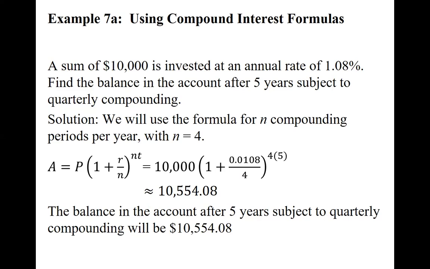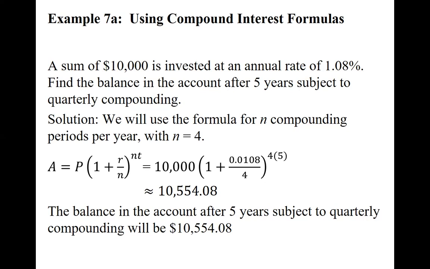A sum of $10,000 is invested at an annual interest rate of 1.08%. Find the balance in the account after 5 years, subject to quarterly compounding. Okay, we're compounding quarterly. That's 4 compound periods per year. N is 4. We're going to use what I call the apparent formula because it kind of looks like the word apparent. A equals P times 1 plus R over N to the NT.